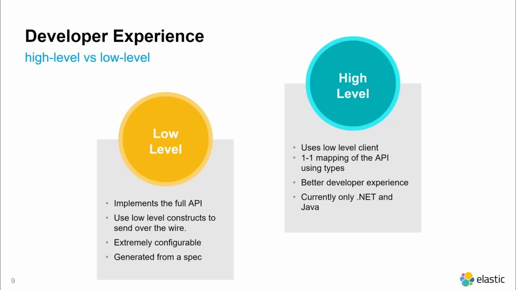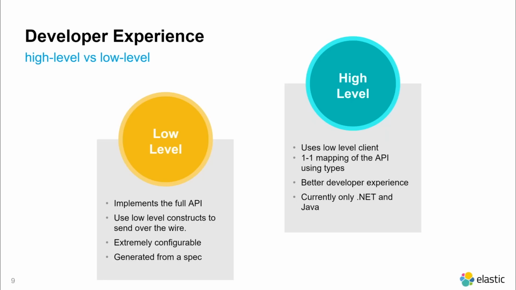So I mentioned we actually ship two clients. When we talk about Elasticsearch clients, we do have a separation between high-level clients and low-level clients. What does this mean? A low-level client implements the full API of Elasticsearch, which currently has around 260 different API endpoints, and that number is only going to increase in the future as many new features will become available in Elasticsearch.